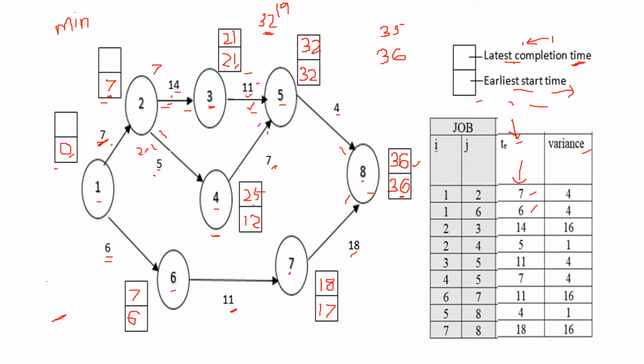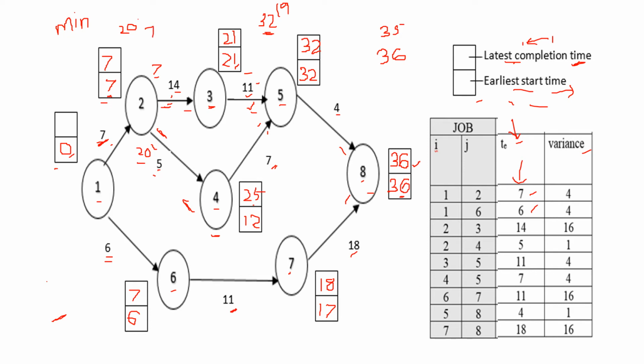See, two values are coming to node 2. So we have to take any one. For backward pass, we have to take the minimum value. Here the minimum value is 7. That is, from node 2, two lines are starting, to node 3 and to 4. So when we are coming backward from 4 to 2, 25 minus 5, that is 20. So we'll write here 20. Okay.